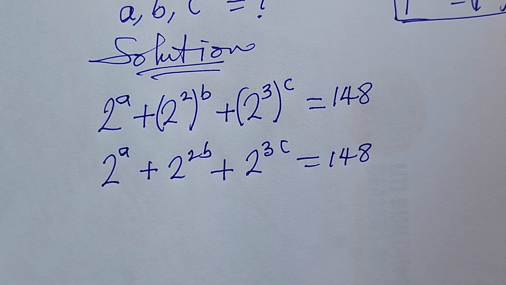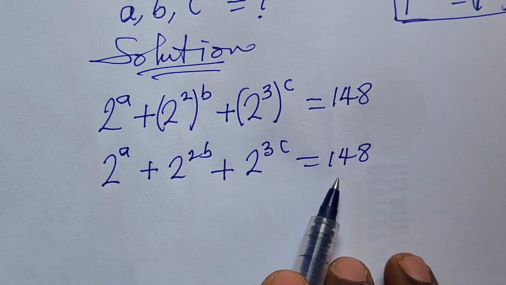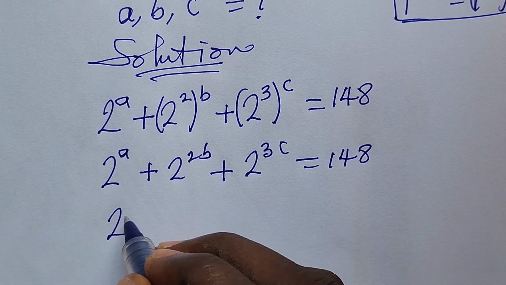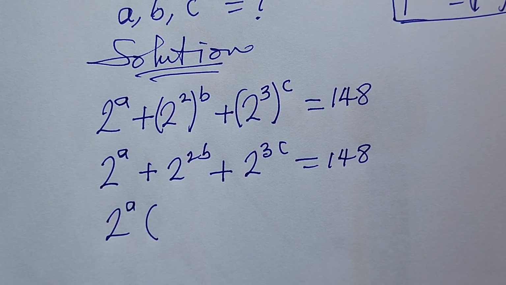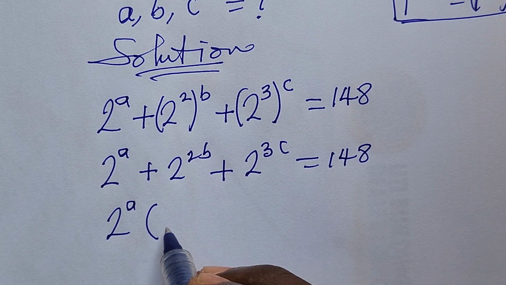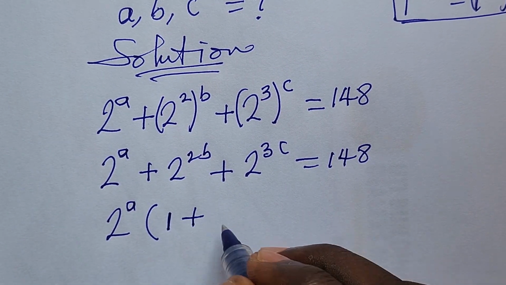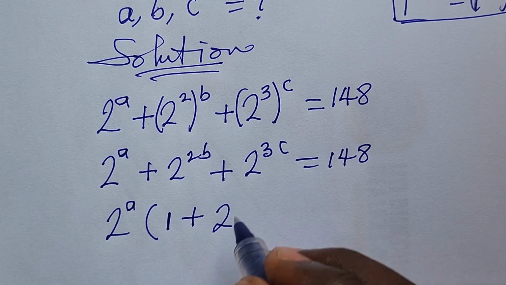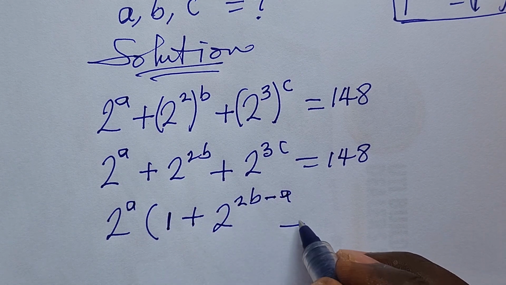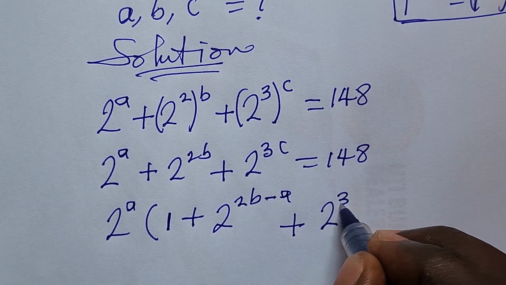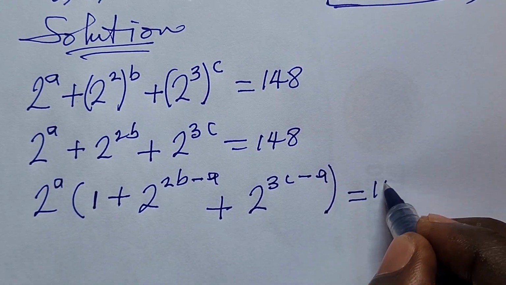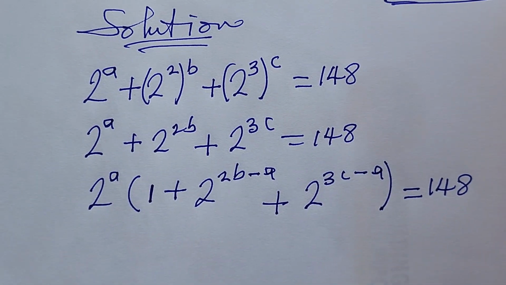There we go again. Now I want to factor out 2 to the power of a from this expression here. That is only the left hand side. So if we do that, this is going to give us 2 to the power of a bracket 2 to the power of a divided by 2 to the power of a, that will give us 1. So we have here 1 plus, then if we do the same thing here, this will give us 2 to the power of 2b minus a. Then plus 2 to the power of 3c minus a. Again, then we can put this in brackets equals 148. Are we in order? Yes.